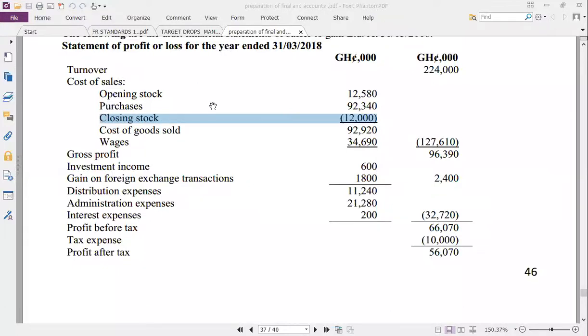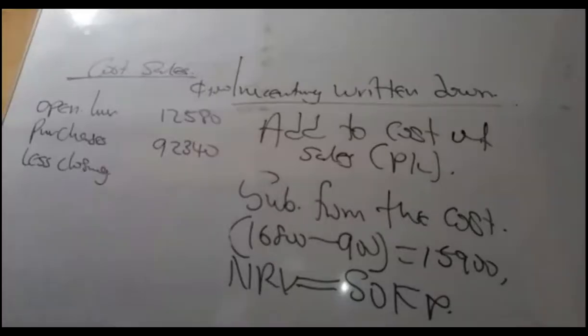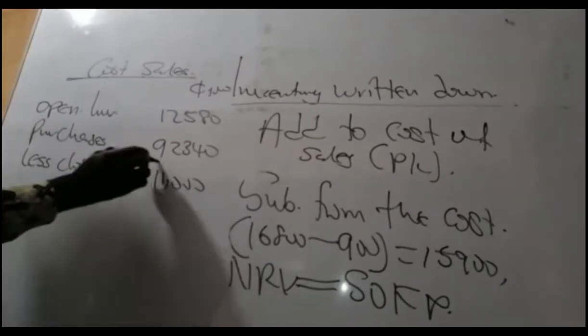Good. So 12,580. Then the purchases. Purchases is what? 92,340. Now this closing, less what? Closing inventory. What do you get for the closing inventory? Now the closing inventory is the 11,000 given to us in the footnote. So less 11,000, not the 12,000.